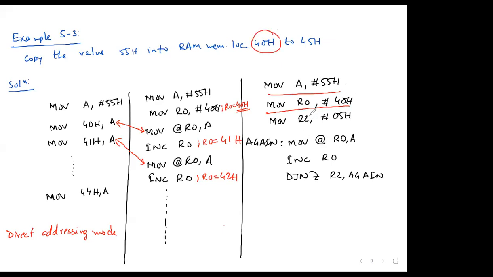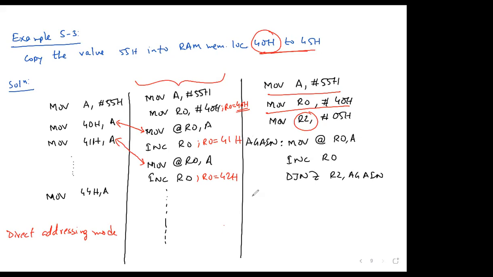Then we are writing a counter. This will act as a counter, and we are storing 05 because we have got 5 memory locations. Okay, so we are storing 05 over here. This exact same thing, this code, whatever is shown over here, has been represented in a single loop. So what you are writing, move @R0, A.